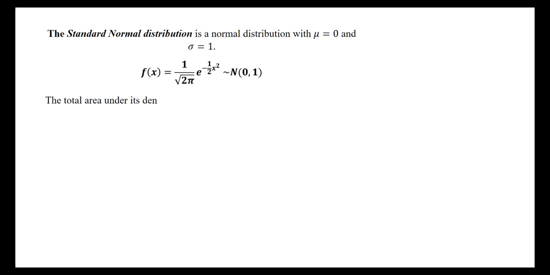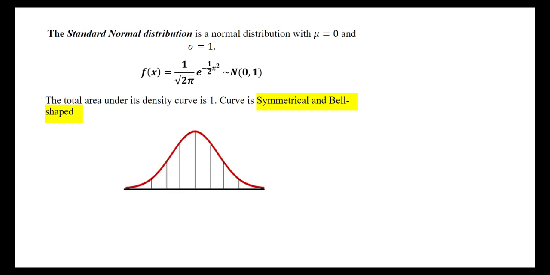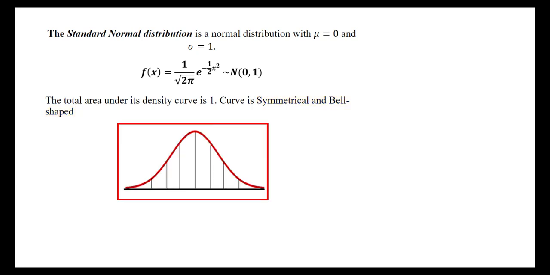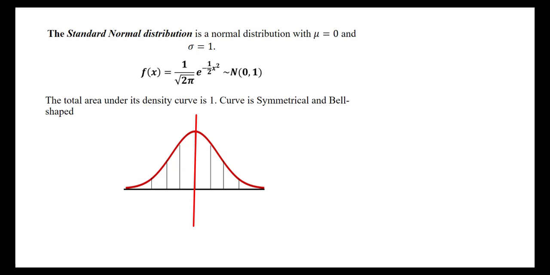Now the total area under its density curve is 1 and the curve is symmetrical and bell-shaped, just as we see in this curve, in this picture. If we cut the curve across the middle, one side is a mirror image of the other side.